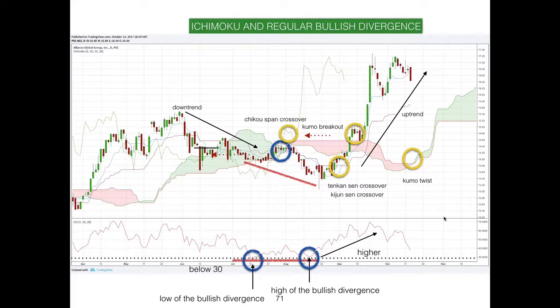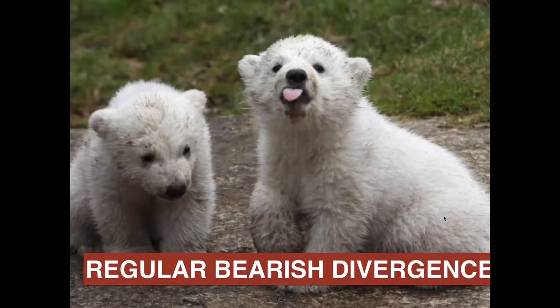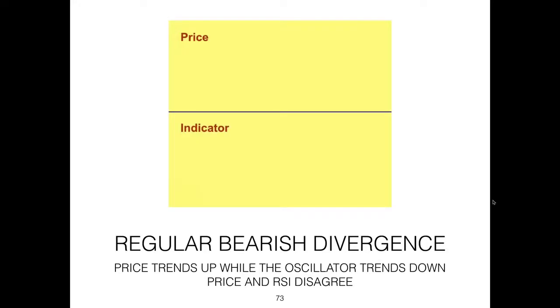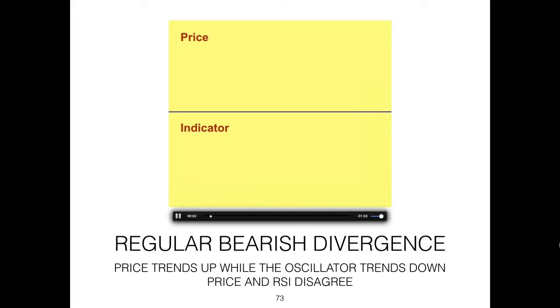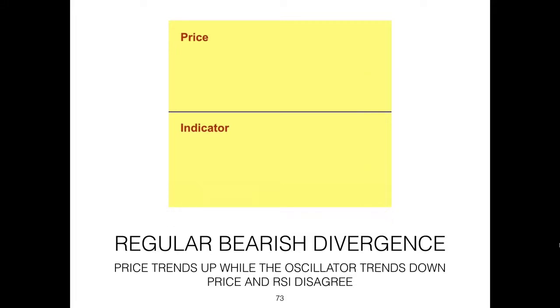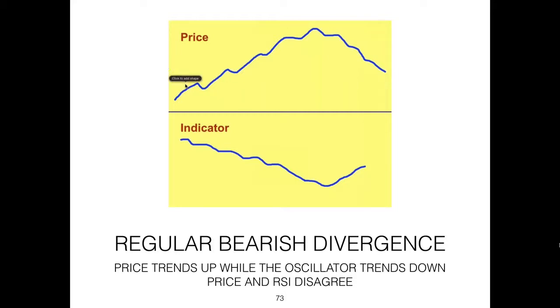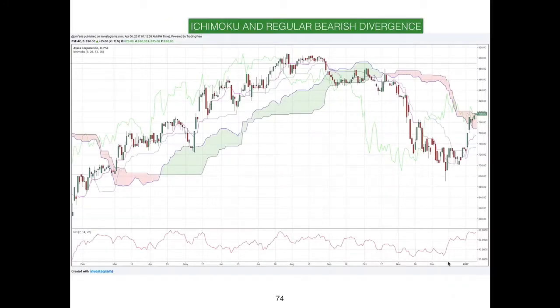Now let's talk about the opposite of bullish divergences, which are bearish divergences. When price trends up while the oscillator trends down, we have a regular bearish divergence. Price makes higher highs. So in a bearish divergence, we are looking at the highs of the prices and not the lows. There are higher highs in price and lower highs in the indicator. So it tells you that the market is about to reverse from uptrend to downtrend.